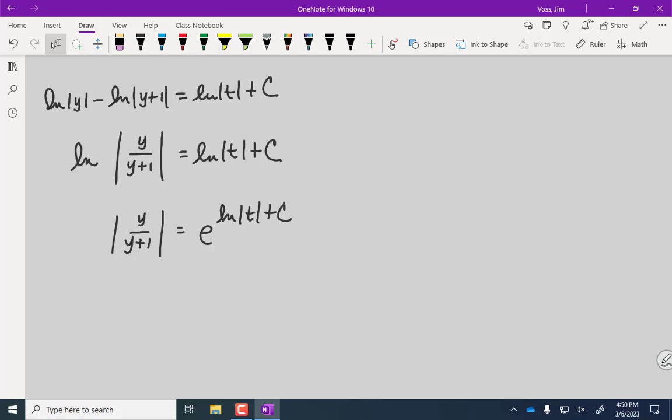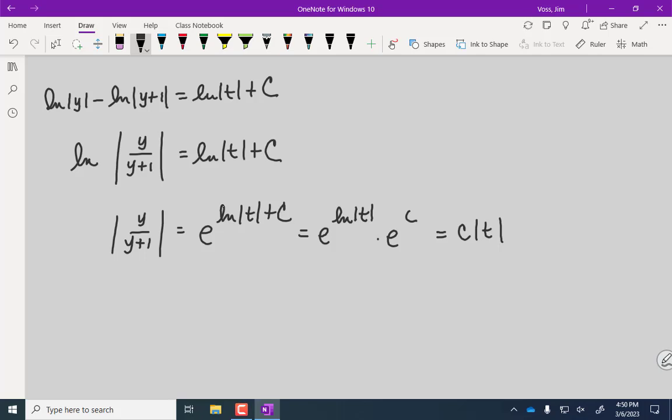Everyone agree with that? C comes down. So c is going to come to the front because we're going to use our laws of exponents. This is e to the natural log of absolute t multiplied by e to the c. So this whole thing will be c absolute value of t. Right, the e and the ln, those undo each other, so we have absolute t. E to the c is just a constant.